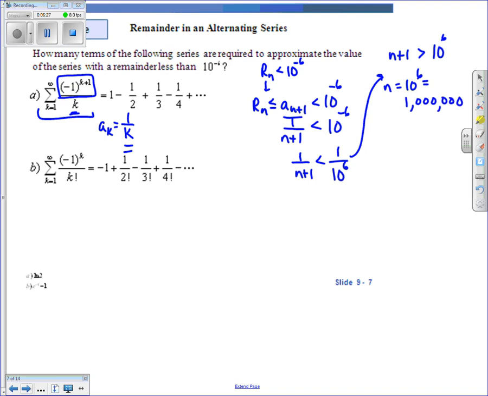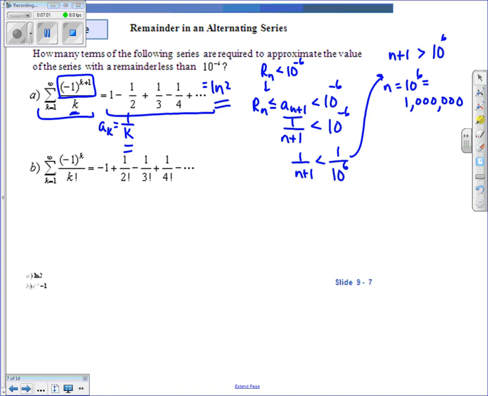Okay? So I need to have 1,000,000 terms for this infinite sum to actually have a value that's correct to 6 decimal places. It ends up that this actually converges to natural log of 2. So you'd have to add 1,000,000 terms of that series to get that much accuracy, 6 decimal places of accuracy for natural log of 2. So that's a bunch of terms.